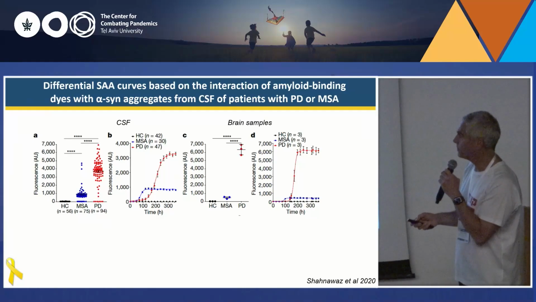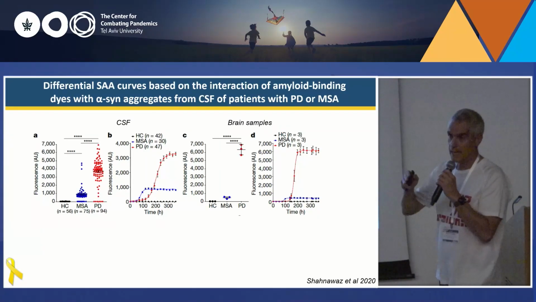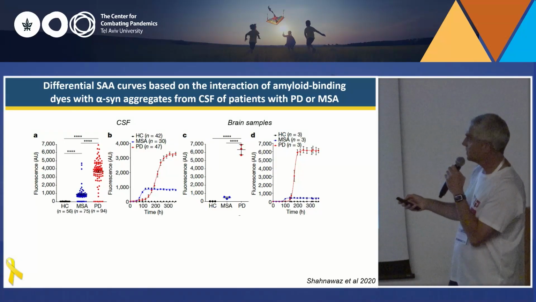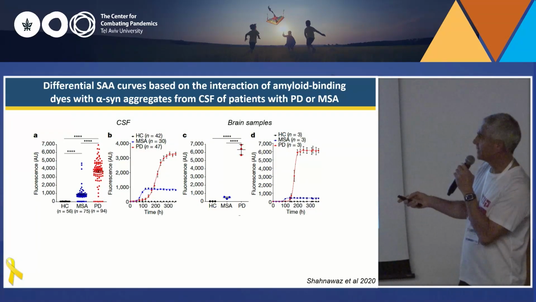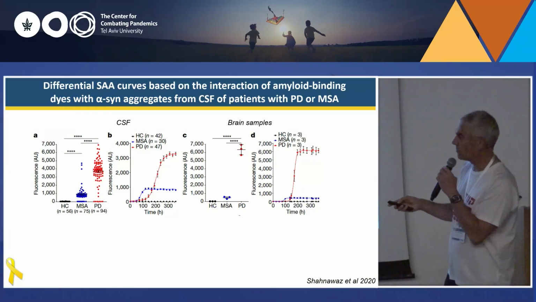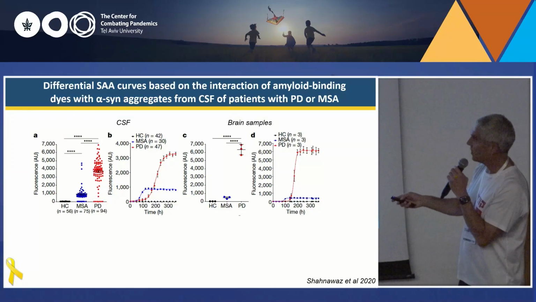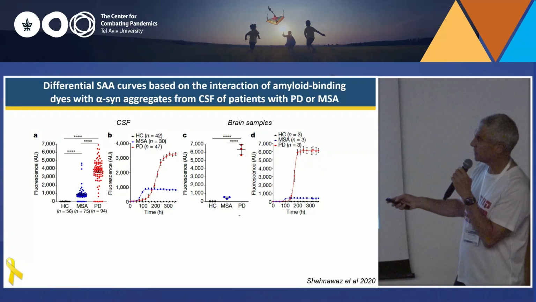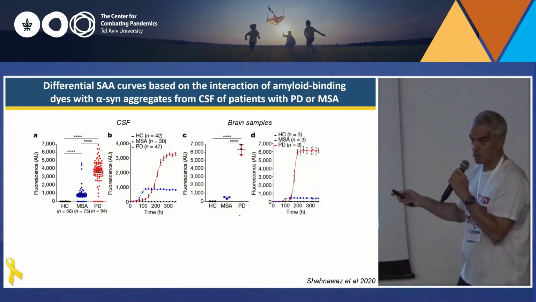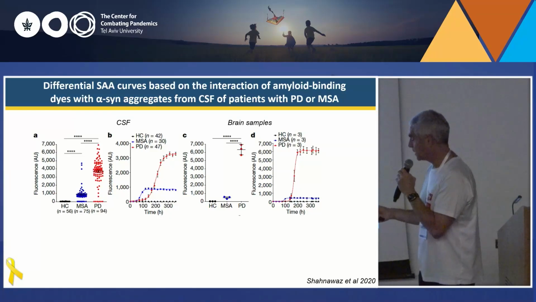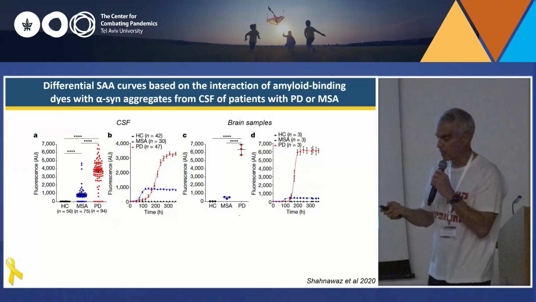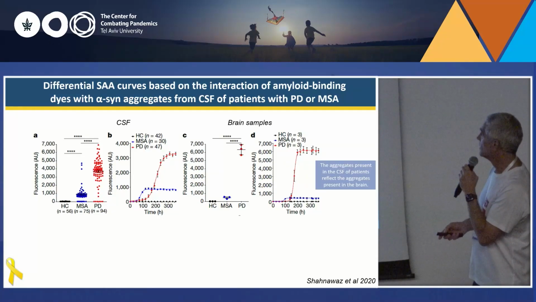What several labs found is that you can distinguish between MSA patients and Parkinson's disease cases based on the different profile of the seed amplification assay. So this is a profile for CSF taken from Parkinson's disease, this one is for MSA, and this was in control. So it's really nice, but nobody knows what is here at the end point of this aggregation.